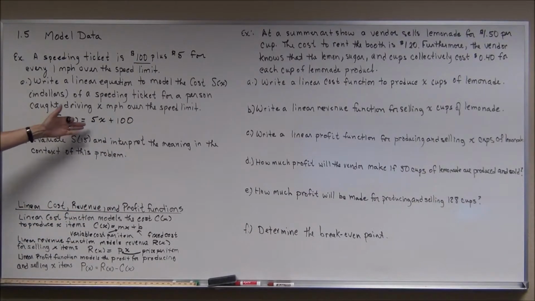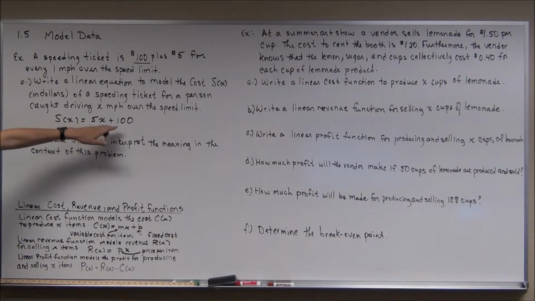And you can see that this is in slope-intercept form, where our slope is the cost for every mile per hour over the speed limit, and this is our base cost here for the speeding ticket of $100. Now, we're going to use this to evaluate S of 15, and we're going to try to interpret what this means with respect to the problem.